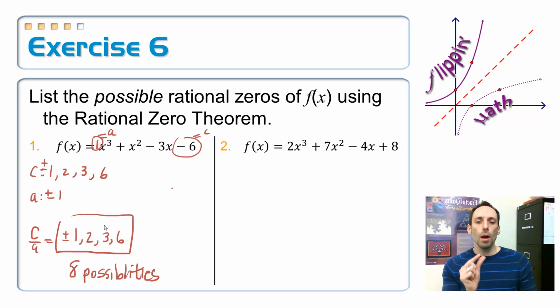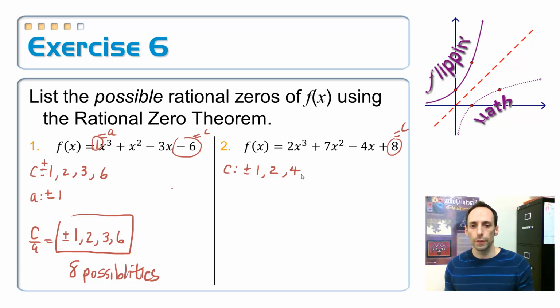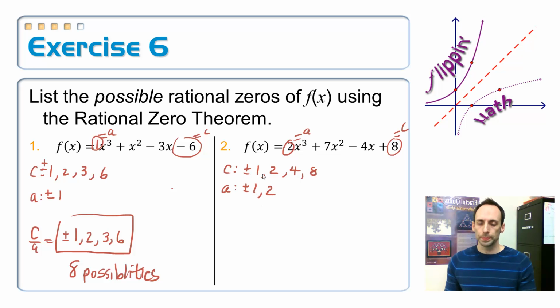Number 2 gets a little bit more complicated because the leading coefficient is not a 1. So, just like I did before, my constant term here is 8. Let's list out factors in order: plus or minus 1, 2, 4, and 8. Then for my leading coefficient, a, list out all of those factors. It's 2. This is going to be 1 and 2 because it's a prime number, plus or minus 1 and 2.